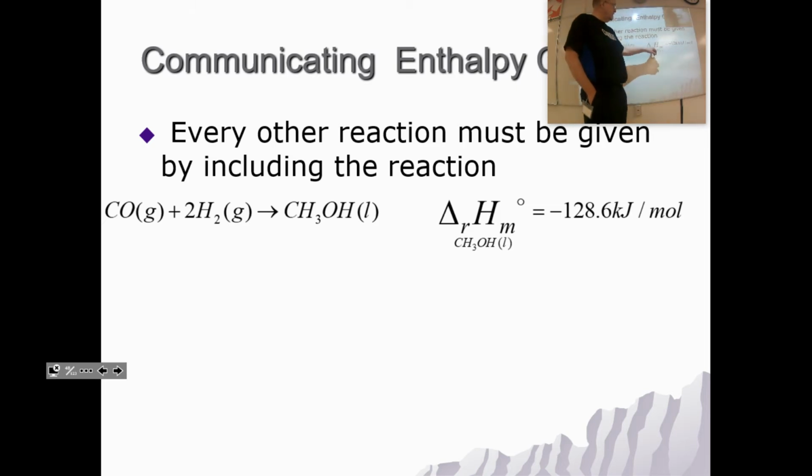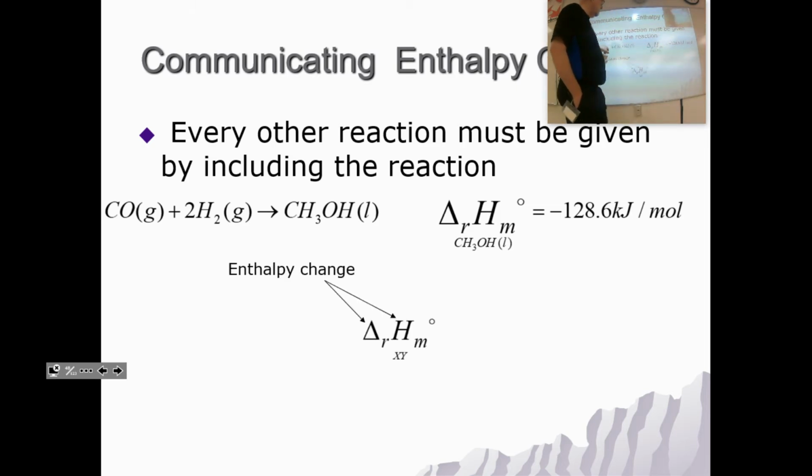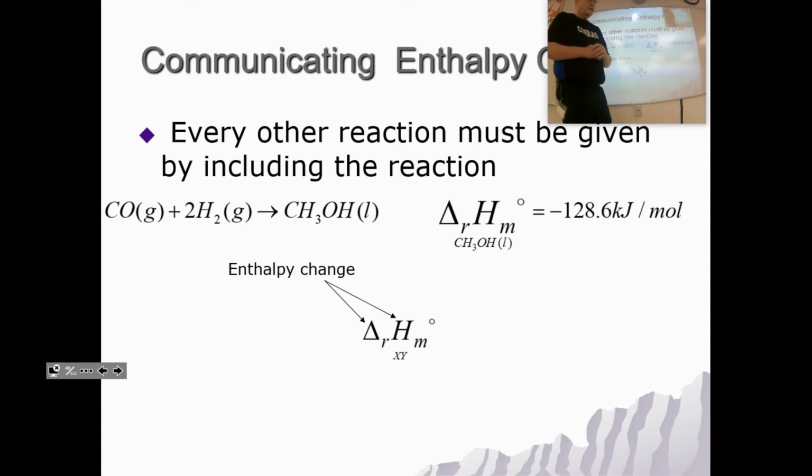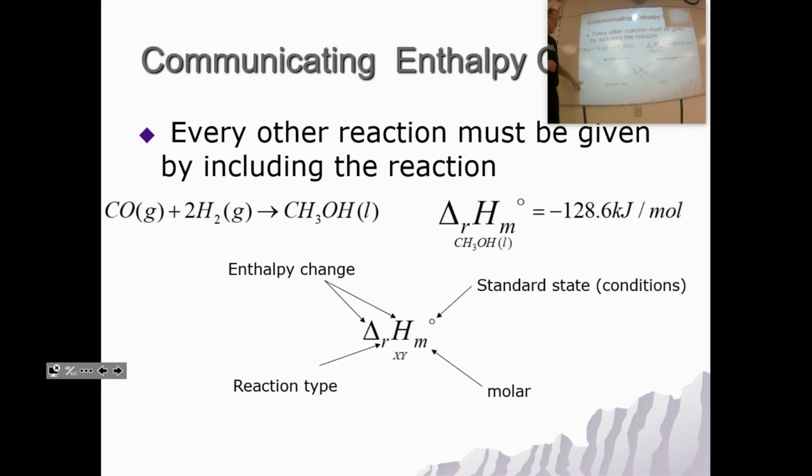The notation, delta RHM, R for the reaction. The substance that we're talking about per mole, so it's the creation of methanol. So here I read this, here's the reaction. To create 1 mole of methanol, I would get out 129 kilojoules of energy because negative, exothermic.